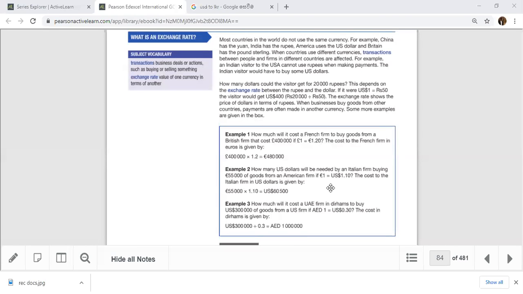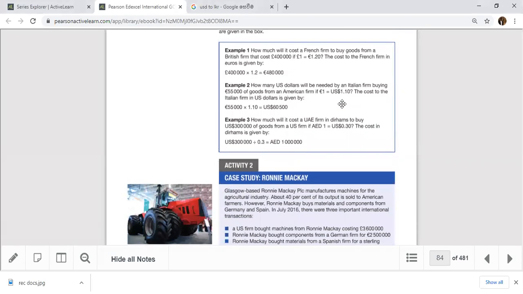Look at the second example. How many US dollars will be needed by an Italian firm buying 55,000 euros of goods from an American firm, when the euro conversion rate is 1 euro equals 1.1 US dollars? Here the euro is the strong currency and the US dollar is the weak currency. If it is 55,000 euros and I want it in US dollar terms, I multiply by 1.1, and it becomes 60,500.